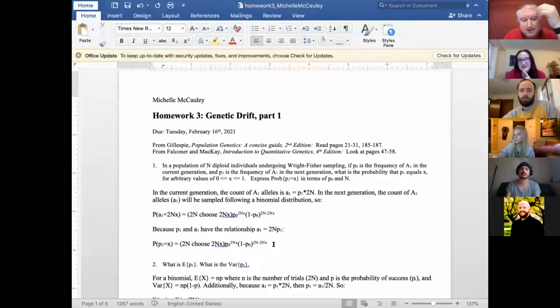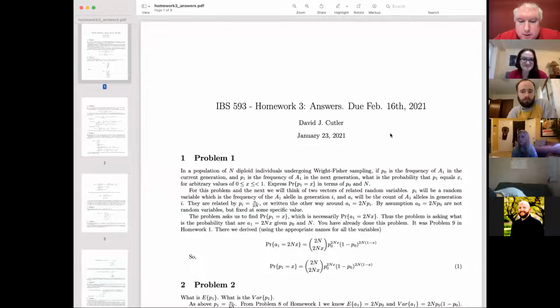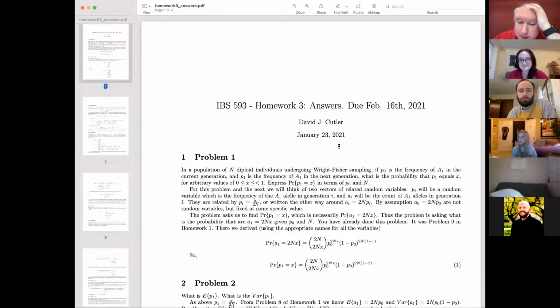But when I did this before I had hints, I had like 2n choose x or something like that. So I don't understand why. Yeah. Okay. So let me see if I can figure out how to share my screen. That's okay. And of course, okay, there we go. So this is exactly what you had, but we're going to talk through it a little bit.